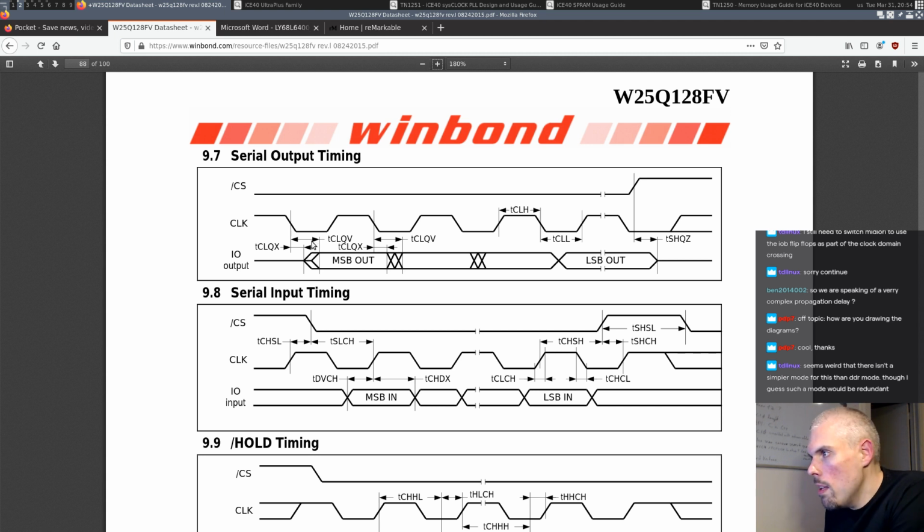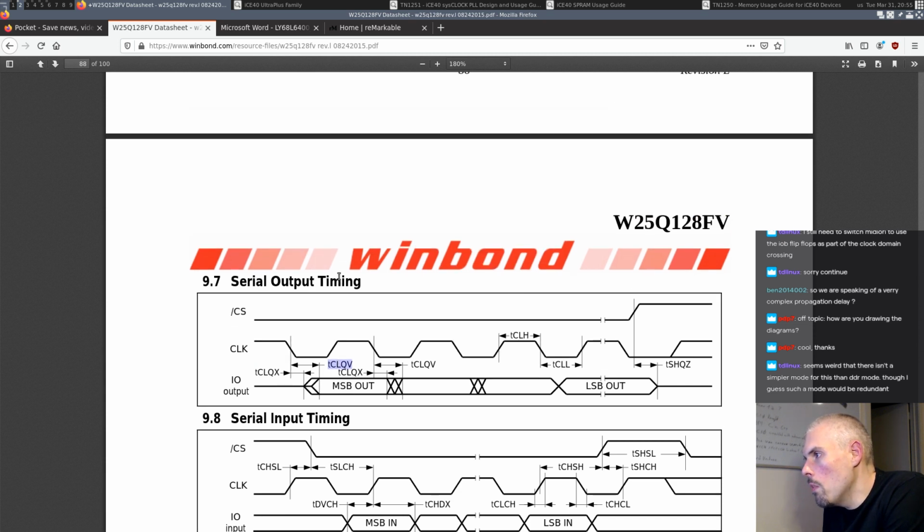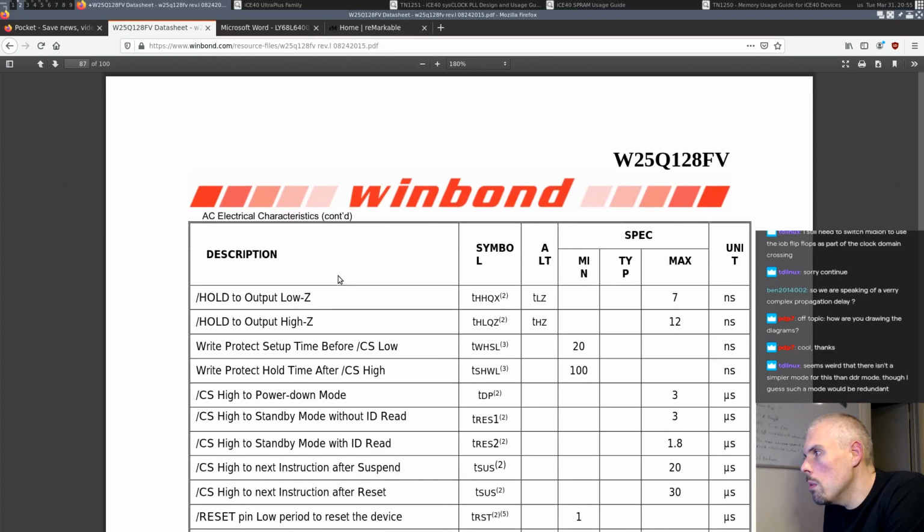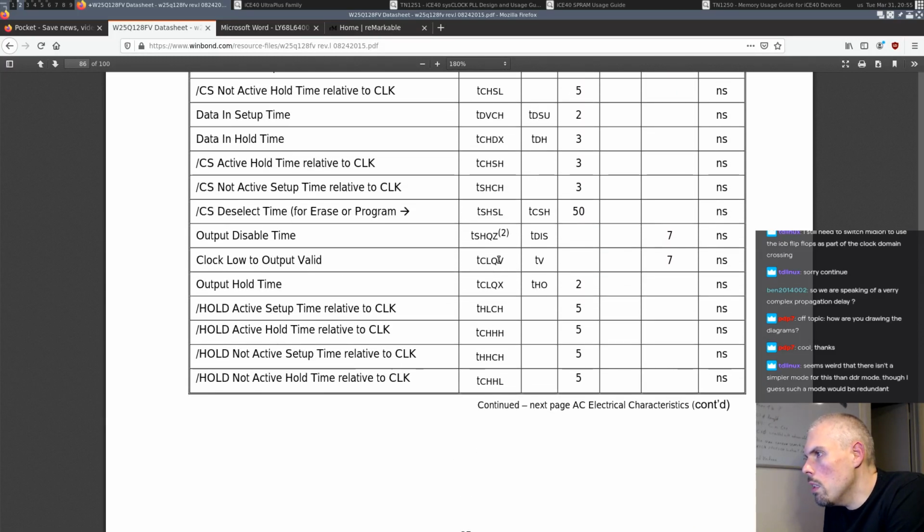Just like in the opposite case, you have what's called a TCLQV and a TCLQX. One is the minimum clock to out, and the other is the actual clock to out. If we look at those values, TCLQV and TCLQX, they call them the output hold time, which is the minimum clock to out, and it's 2 nanoseconds, and the clock low to output valid, which is the clock to out, is 7 nanoseconds.